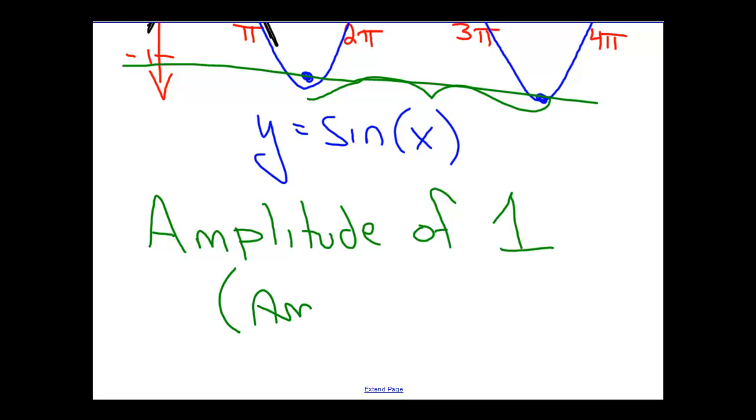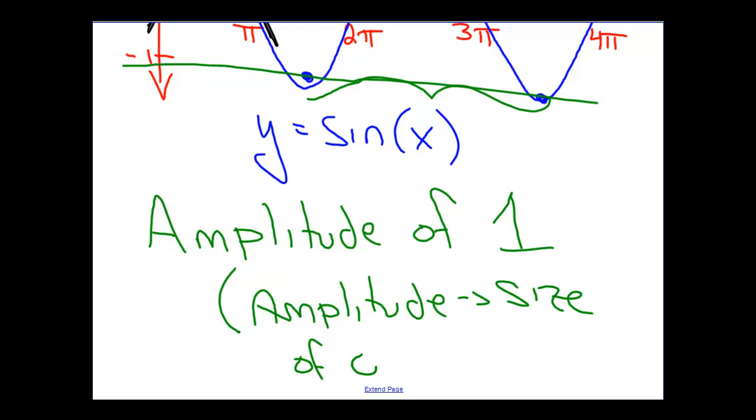And amplitude is simply the size of the oscillation. The fact that this repeats itself and has a period is one thing, and the fact that this goes up to a maximum of 1 and down to a minimum of -1 means that it's oscillating, or going back and forth between positive 1 and negative 1.